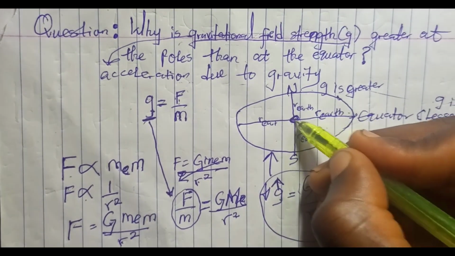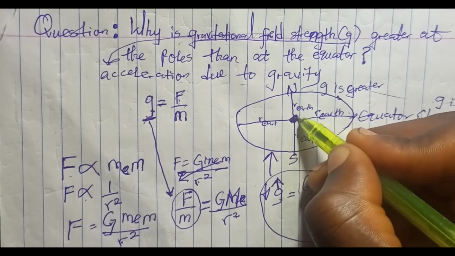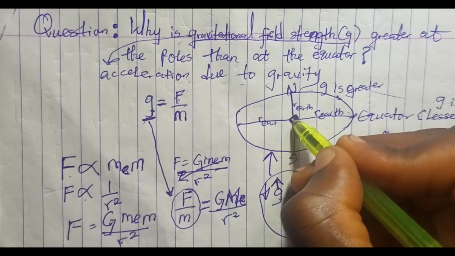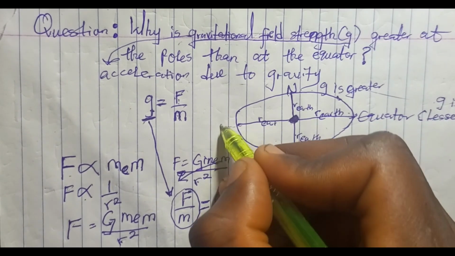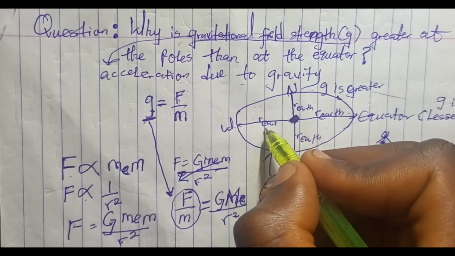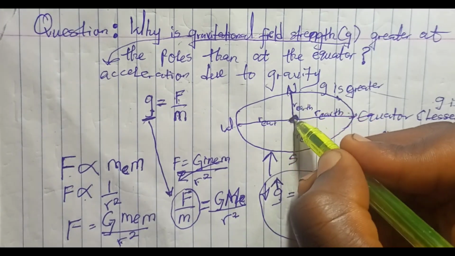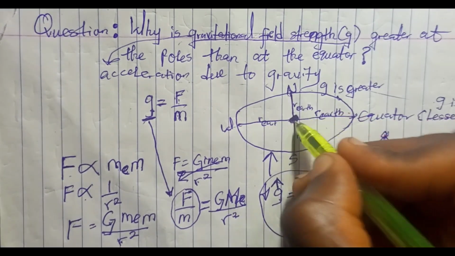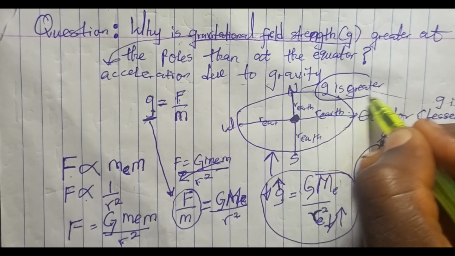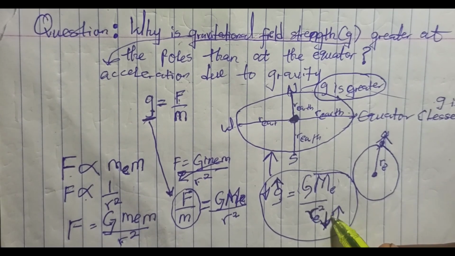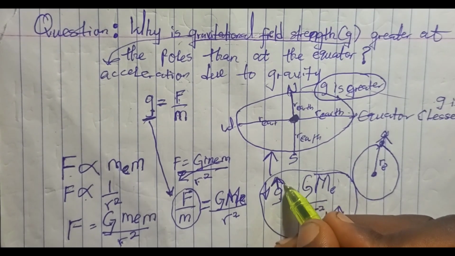So if we relate this back to the diagram, the distance from the equator to the North Pole is lesser than the distance from the equator to the western part, right? Does it make sense? It means that the North Pole has a small distance from the center of the Earth. Therefore, it will make g greater. From what we said, if the distance between you and the Earth is lesser, the acceleration due to gravity has to be greater there.